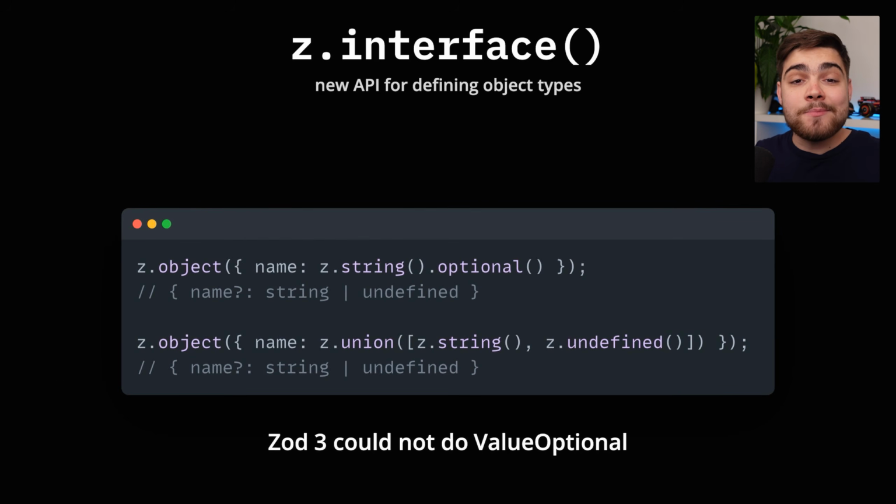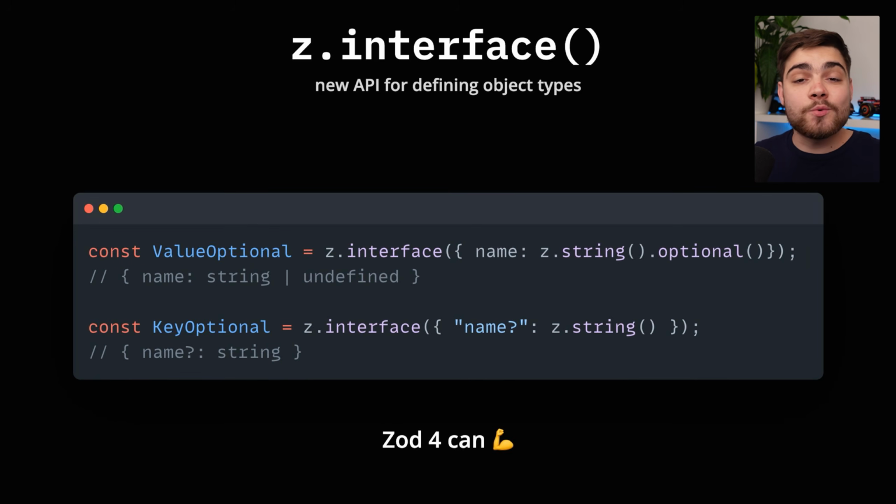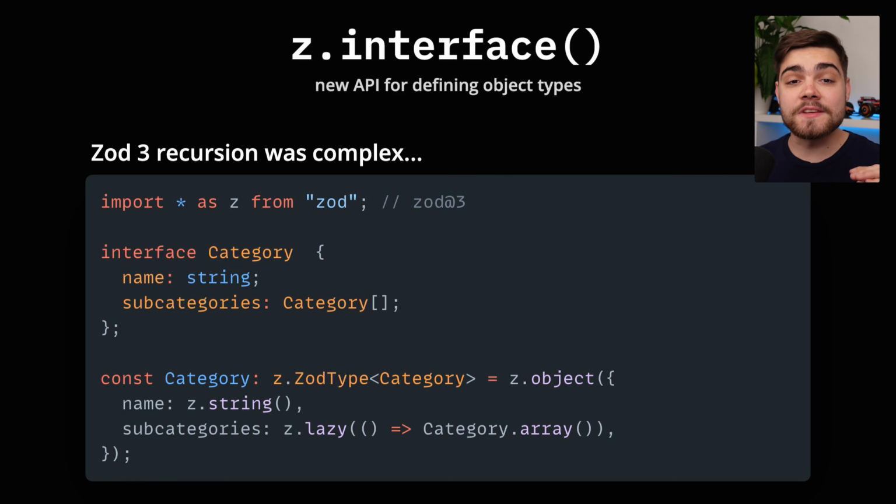Zod 3 wasn't actually able to do value optional, so a new API was needed. Z.interface will allow you to do both key and value optional, with key optionality being done by adding a question mark to the key. An amazing side benefit of this change is that z.interface can be recursive. In Zod 3, to have a type reference itself, you'd have to define a redundant interface, use z.lazy to avoid reference errors, and then cast your schema to Zod type.